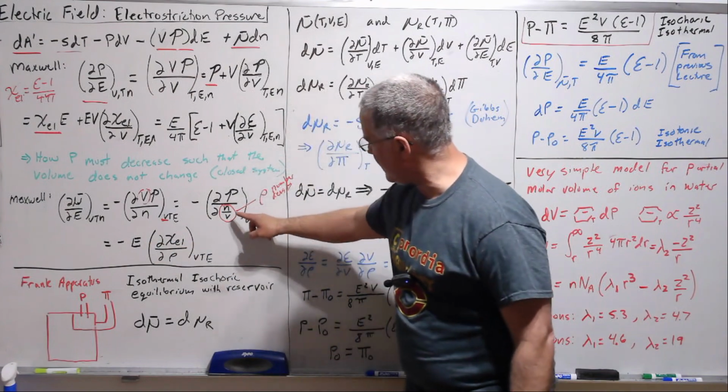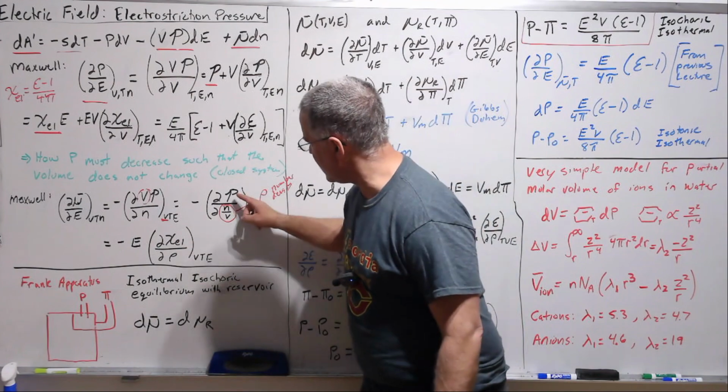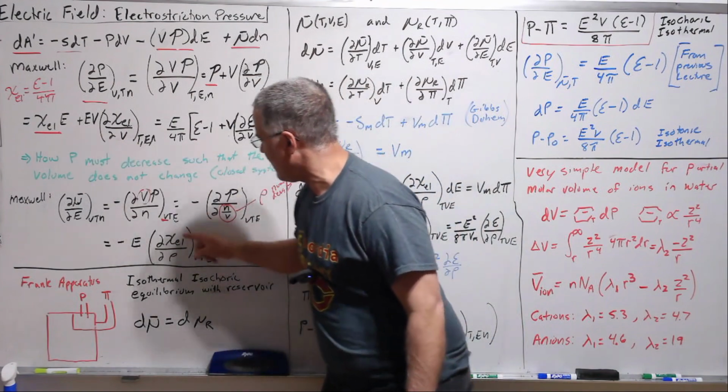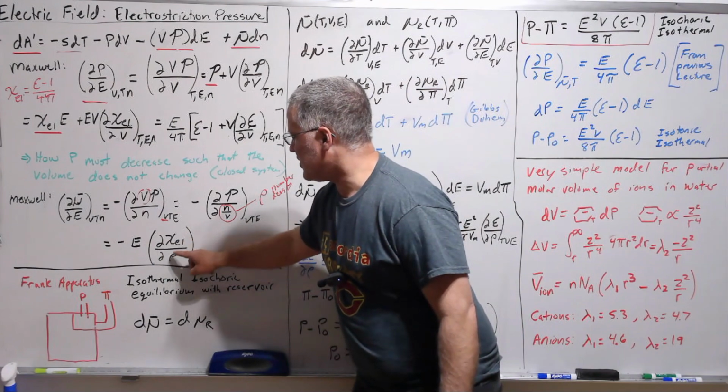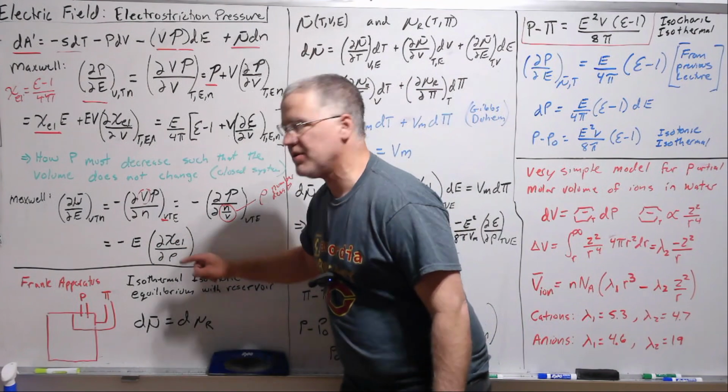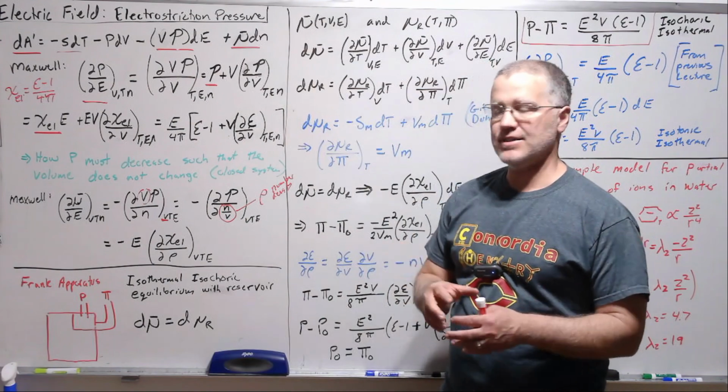So basically I've stuck in this here. And so the E comes out because we're at constant E. And so we're just looking at the change in the susceptibility with the change in density.